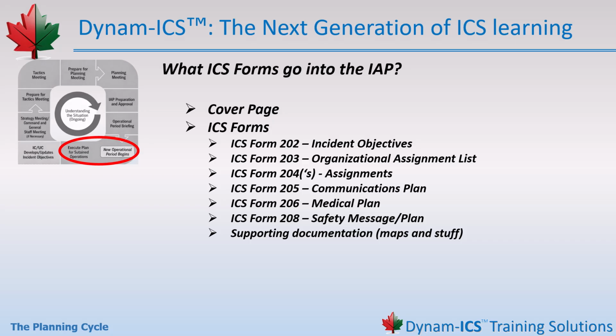This outlines key hazards for the operational period and the mitigation measures required to keep responders safe. Beyond those, you may also see supporting documentation, maps, weather reports, traffic plans, or other attachments that help teams execute effectively. That's the technical structure of a formal IAP.